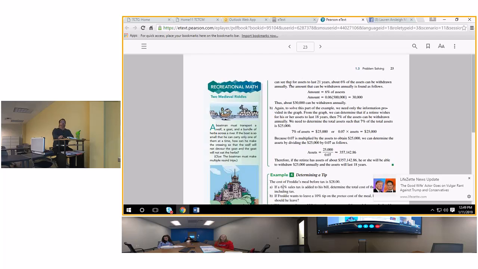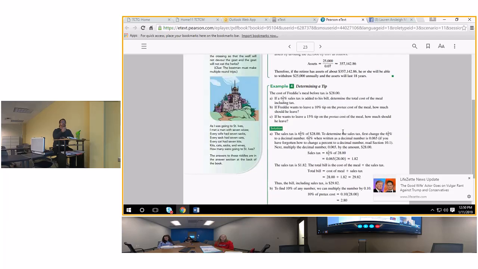But determining a tip. The cost of Freddy's meal before tax is $28. If a 6.5% sales tax is added to the bill, determine the total cost of the meal including tax. If Freddy wants to leave a 10% tip on the pre-tax cost of the meal, how much should he leave? Well, that's easy. What's 10% of $28? $2.80. So you know that's going to be the tip. Put that in the back of your mind, $2.80.